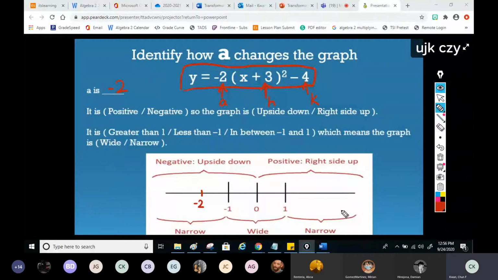And that tells me two things. The first thing is it is a negative number, so the graph is upside down, which means when you graph it, you are looking at a graph that looks like this. This is upside down.